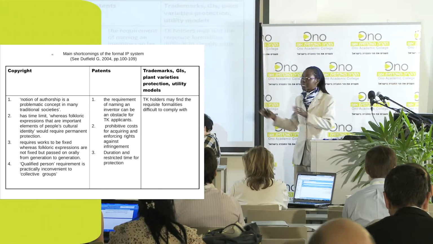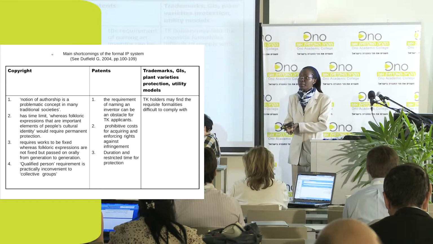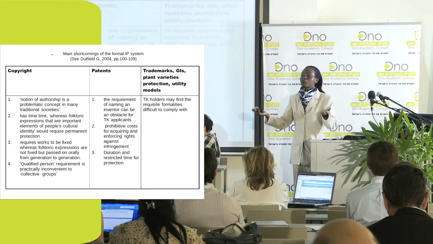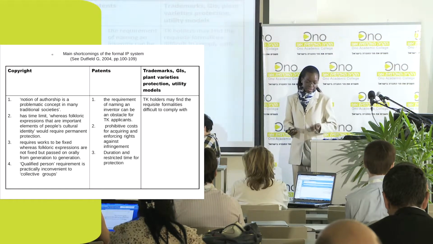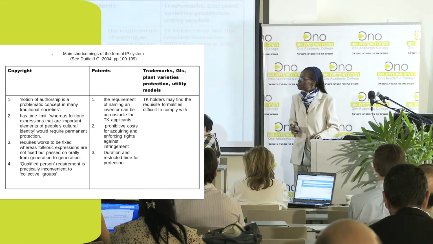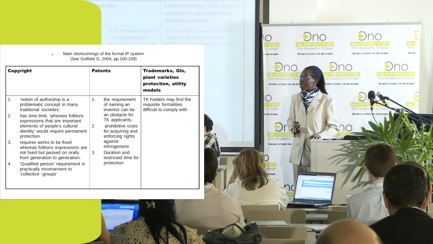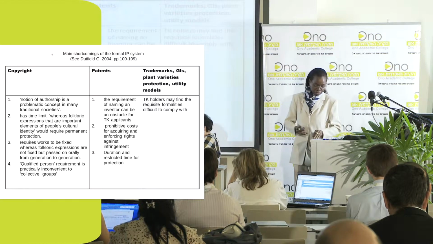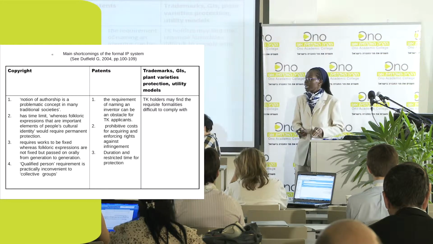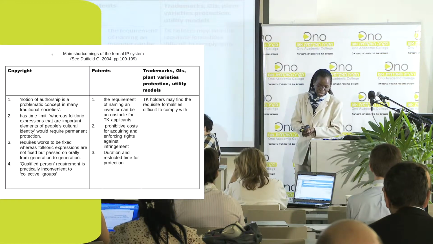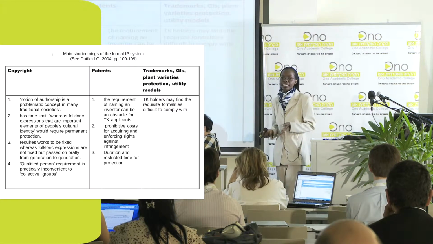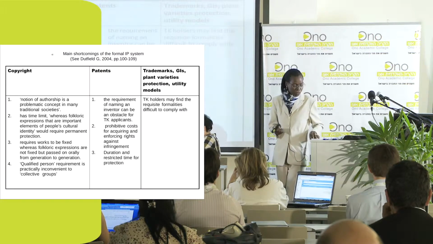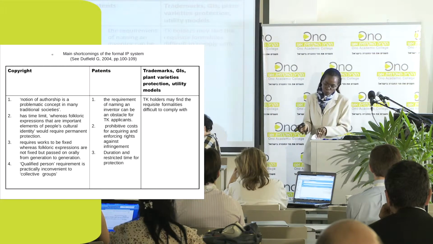In terms of patents, the same shortcomings can be applied, the concept of invention, an inventor. Again, the communities may find obstacles when they have to present their claim for patents. At the same time, we have the huge costs that they have to encounter when they apply for the rights, and finally, the duration issue again. They don't just want limited protection, it has to go on for a while.